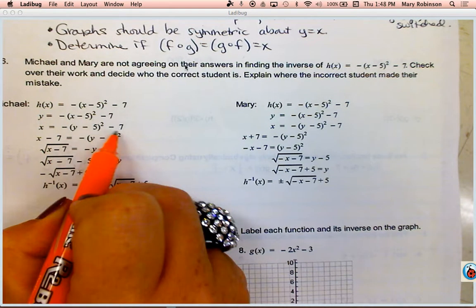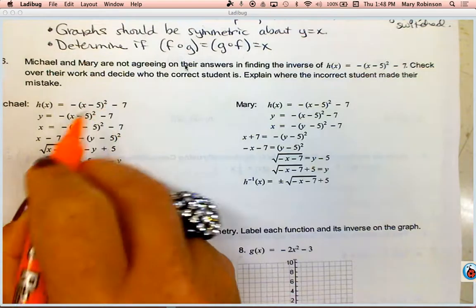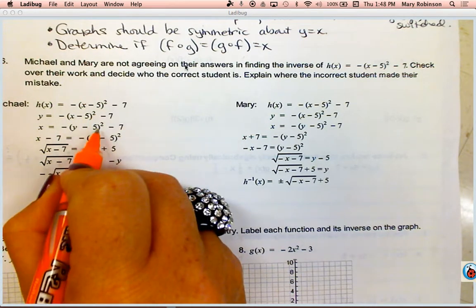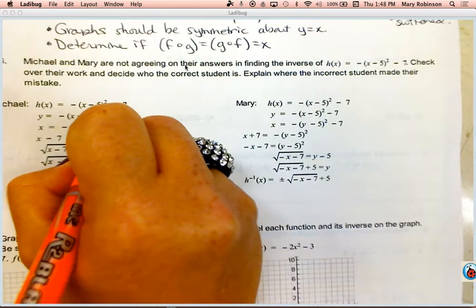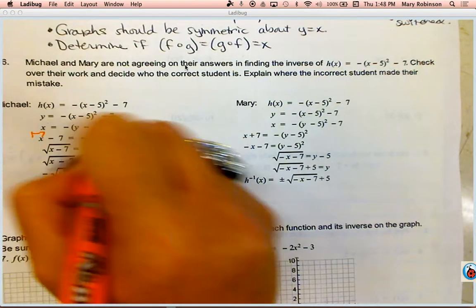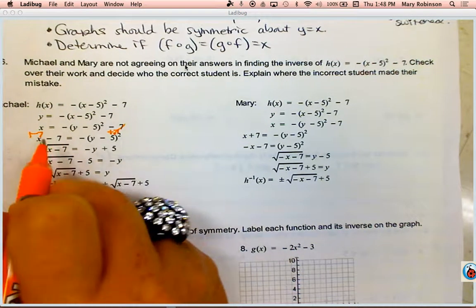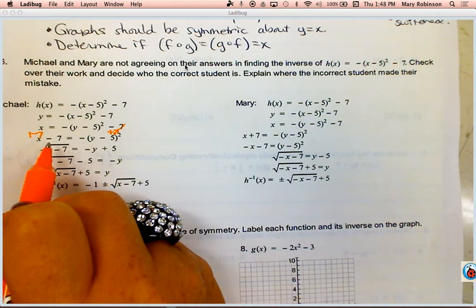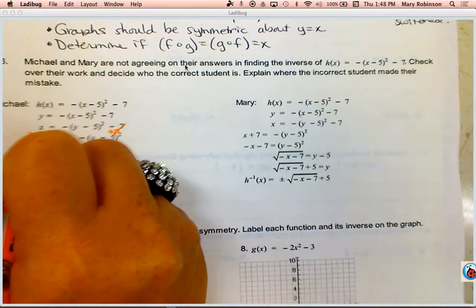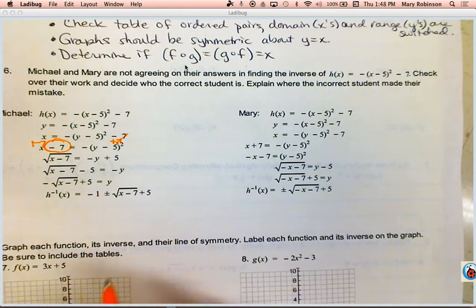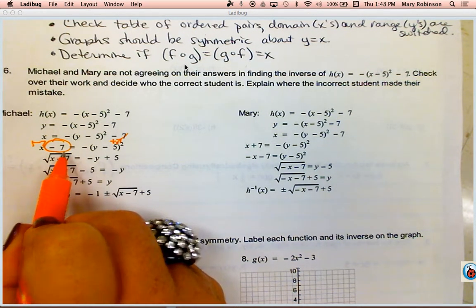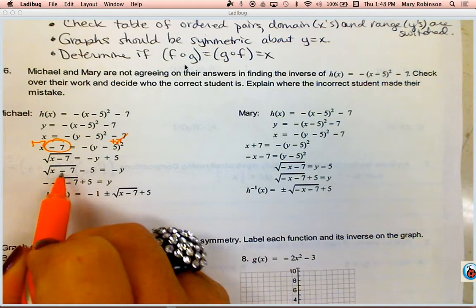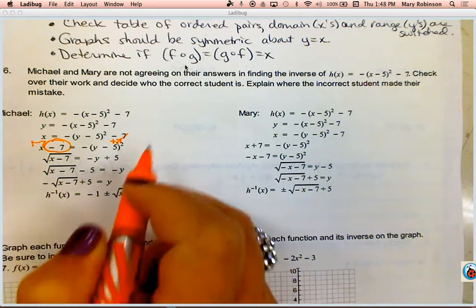If I'm looking over here on the right side, I know that I need to undo this minus 7 by adding 7. So I would do plus 7, plus 7. Whoa, what did Michael do? It looks like Michael moved the minus 7 over and did not do it by adding. So there's a mistake. Let's circle that. He keeps doing the minus 7, making his answer completely wrong.